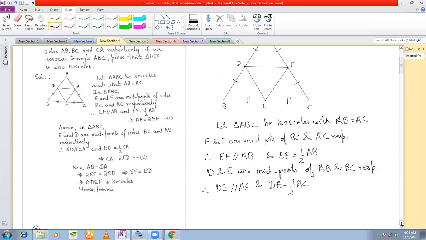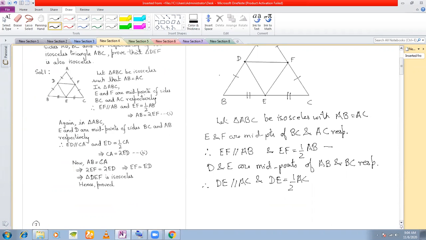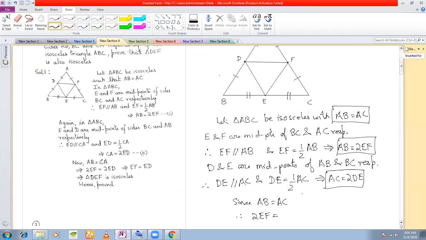So if EF is half of AB, then what can I write? AB is twice of EF, right? And this AC is twice of DE, right? But we have assumed here that AB is equal to AC. They have given that this triangle is isosceles. So since AB is equal to AC, therefore what is AB here? Twice of EF. And what is AC here? Twice of DE.